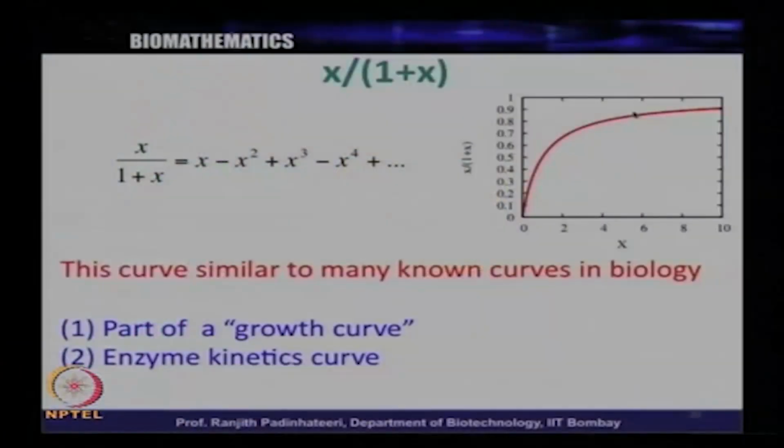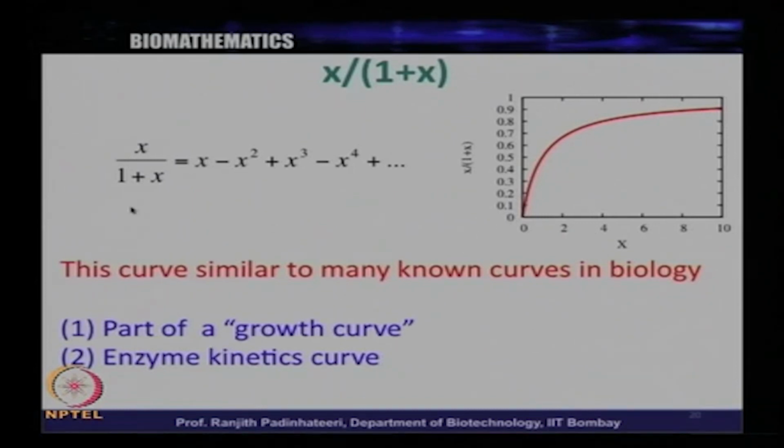Let us look back at this slide. X by 1 plus x is increasing and appears to be saturating, slowing down. Now, the growth curve does something like this. It is going to saturate. It is a part of a growth curve. Also, in enzyme kinetics, you might have seen Michaelis-Menten's reaction and such reactions, and the equations for them look like x by 1 plus x, and the curve will look like this.